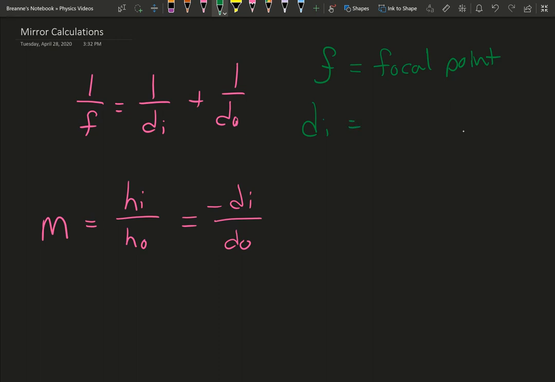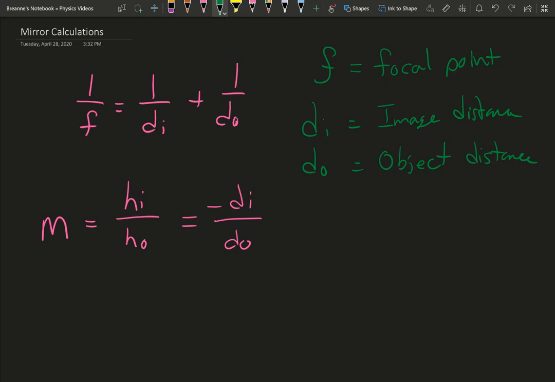Your DI stands for your image distance, and your DO just stands for your object distance. Now remember, your object is the actual thing that's producing the image. So if you're looking in the mirror, you are the object, and your image is your reflection.